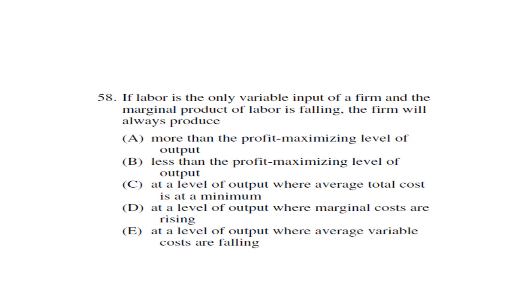Anyone? Okay, MP. So if marginal product is falling, if we're becoming less productive, it's going to cost us more. Marginal cost is rising. So they have an inverse relationship between marginal product and marginal cost. And that would make sense, right? If you're less productive, you're more costly. What was it? D.